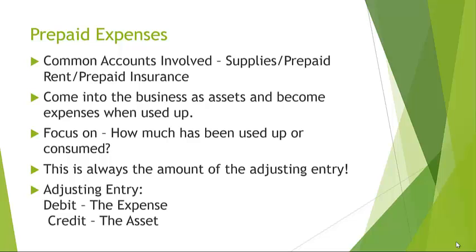And then when you think of a generic sense for the adjusting entry, you would always want to debit the expense account, either supplies expense, rent expense, insurance expense, and then we would credit and reduce the actual asset, supplies, prepaid rent, prepaid insurance, because what are we doing? We are consuming or using up that asset, and therefore the expense is going to increase by debiting it, and the asset is going to decrease by crediting it.